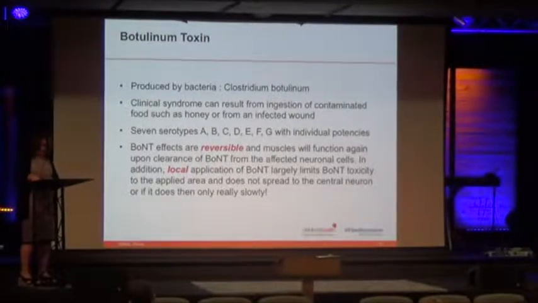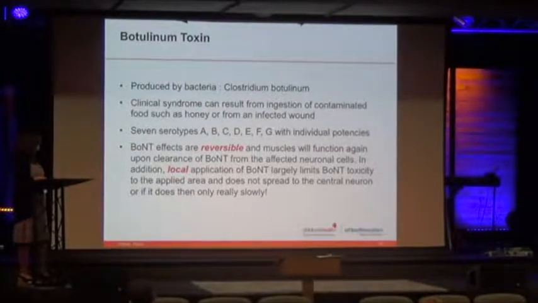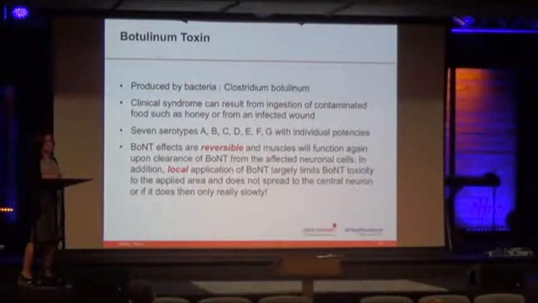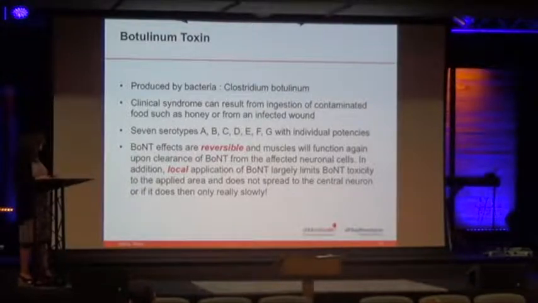So talking about the toxins in particular, well, it's a toxin that's produced by the bacteria Clostridium botulinum. The clinical syndrome can result from this bacteria contaminating certain food items, or it can be an infected wound you can get it from. There are different serotypes isolated, A to G. They all have different potencies.